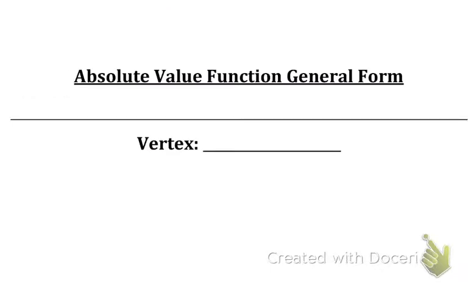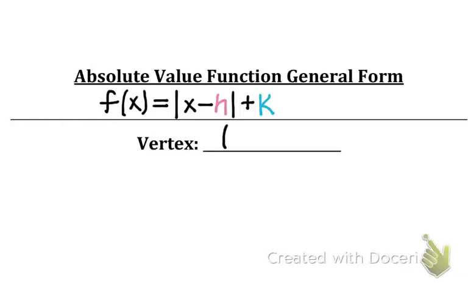In order to graph absolute value functions, we'll have to know what the general form of an absolute value function looks like. And that is f of x is equal to the absolute value of x minus h plus k. So we actually have some new letters in there we're not used to seeing. We have an h and a k, and those h and k's represent a certain aspect of an absolute value function, and that would be its vertex.